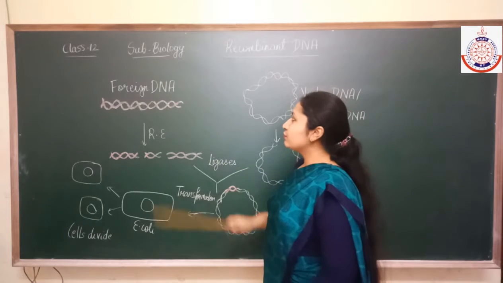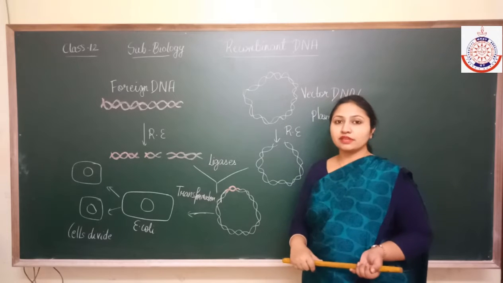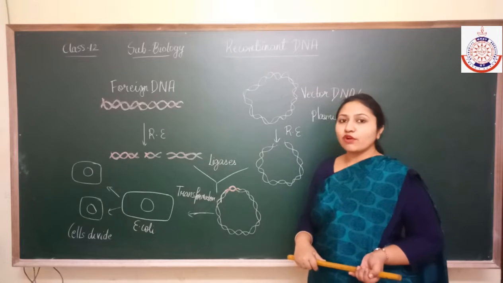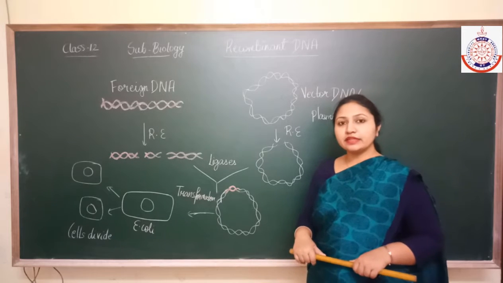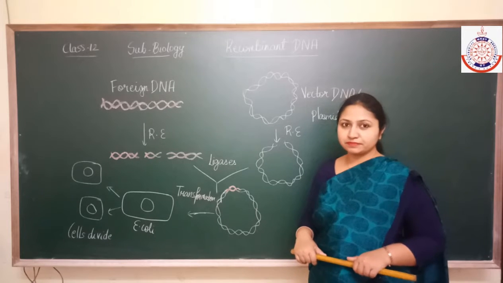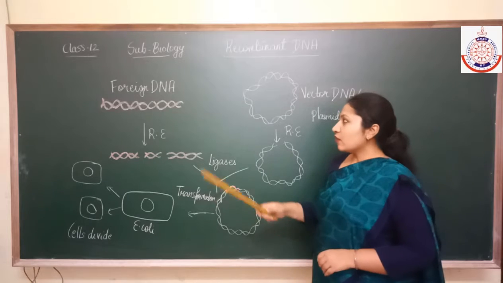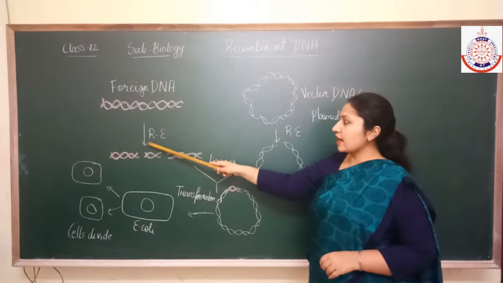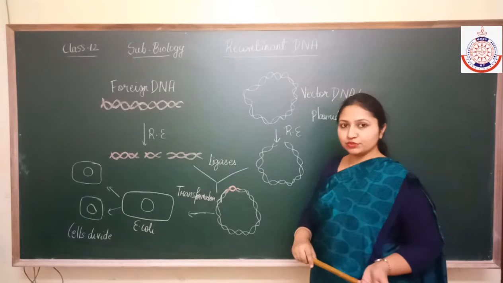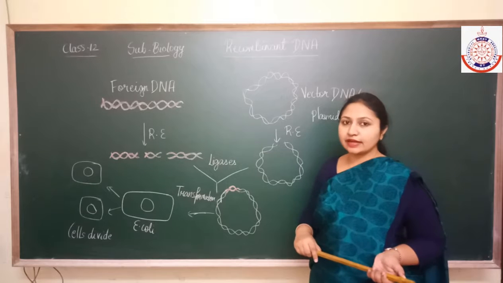First we have to take the foreign DNA that is isolated, extracted from the cell, and this foreign DNA should contain the desired gene which has to produce its own copies. Now in this foreign DNA, with the help of the restriction enzyme, cuts are produced so that we will be able to get the desired gene.